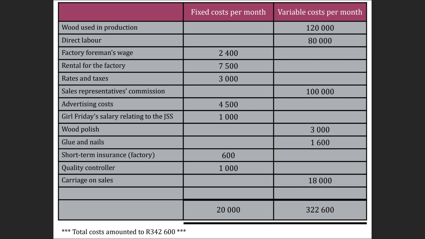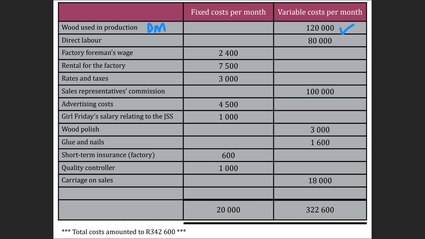So here the first one is the wood that is used in production. This was the direct material. This would be a variable cost because the more we produce, the more material we'd need. The less we produce, the less material we would need. So this 120,000, we already calculated in example 4.1, so I'm not going to calculate it again. This would be a variable cost, so it's going to go under the heading of variable costs.